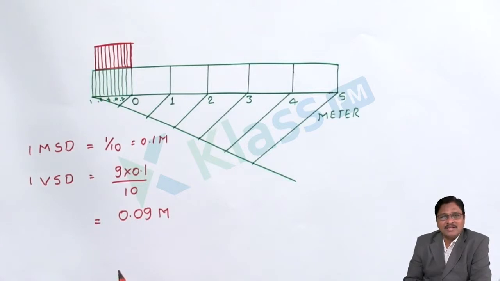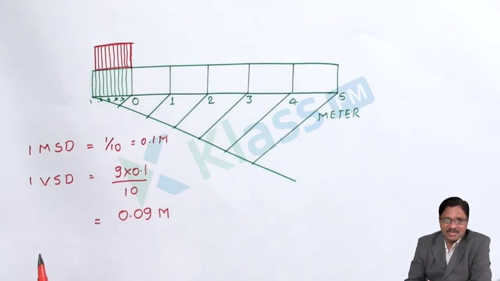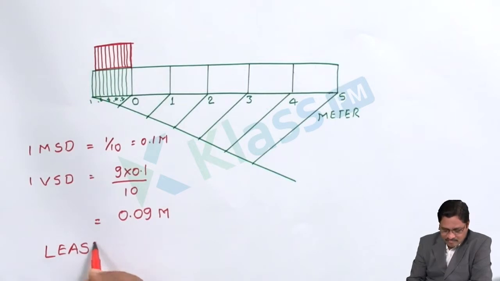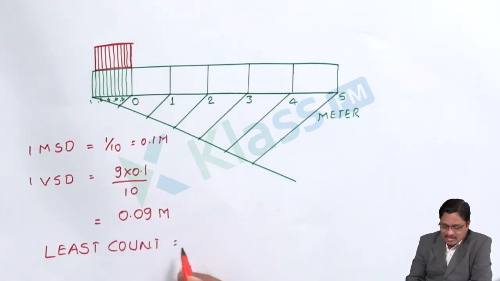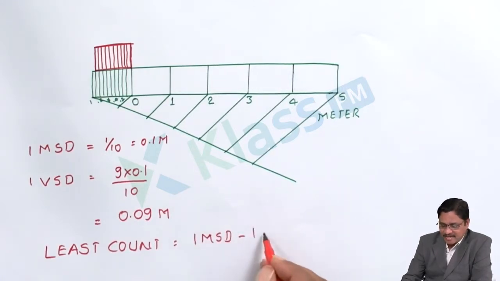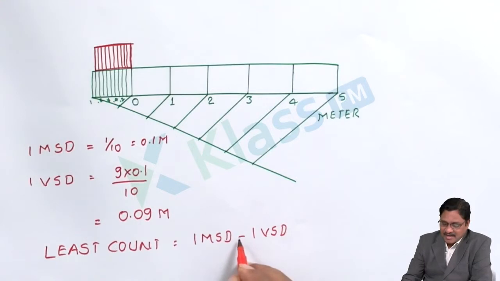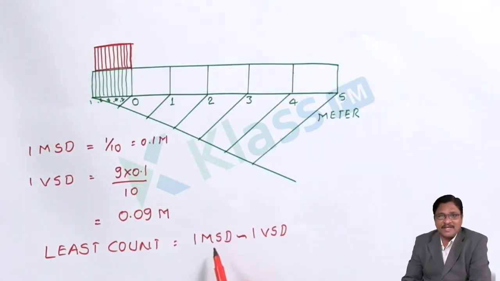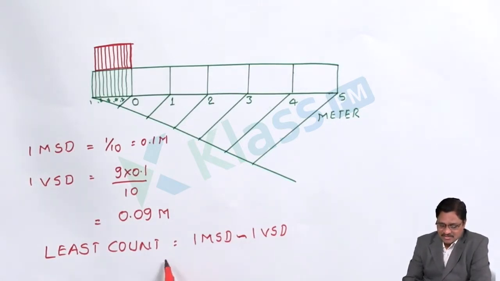Similarly, sometimes in the problems you may be asked the least count. The least count means the lowest value that can be measured by that instrument. So what is the least count of the vernier? The least count of the vernier is 1 MSD minus 1 VSD. Instead of minus, I can also say the difference. What is the difference between the 1 main scale division value and the 1 vernier scale division? So straight away I can calculate. That is 0.1 minus 0.09. How much are you getting?